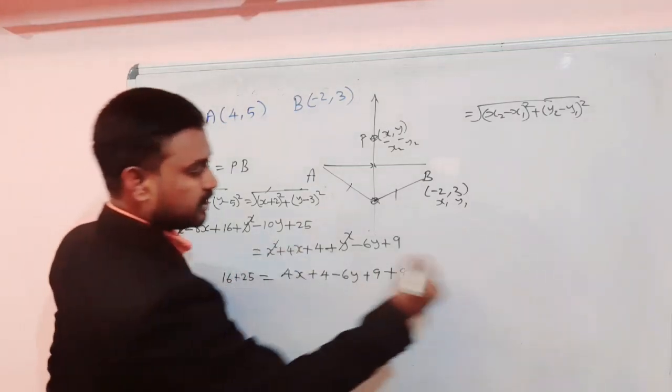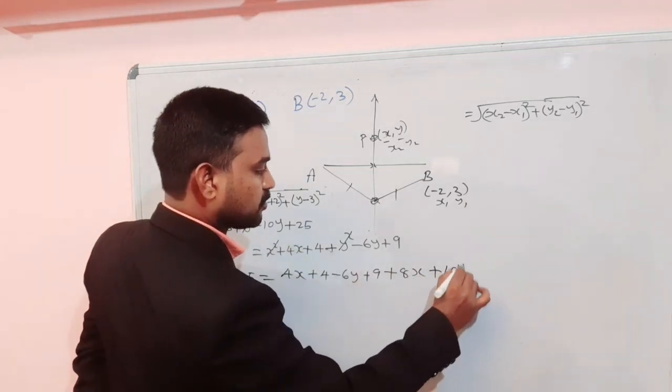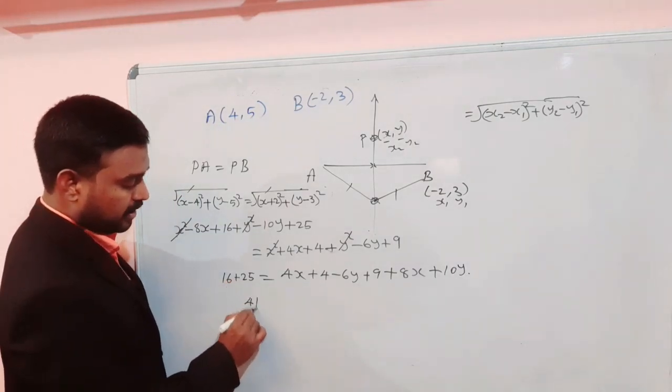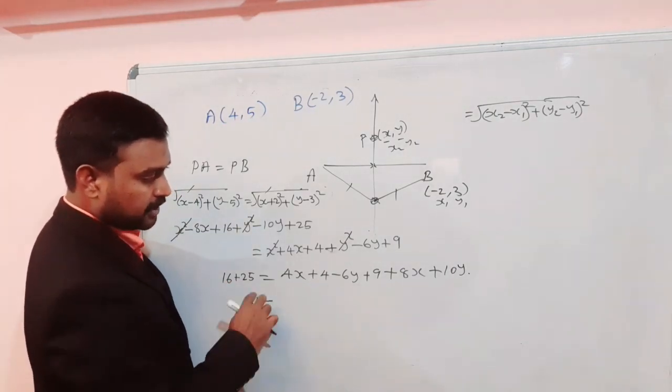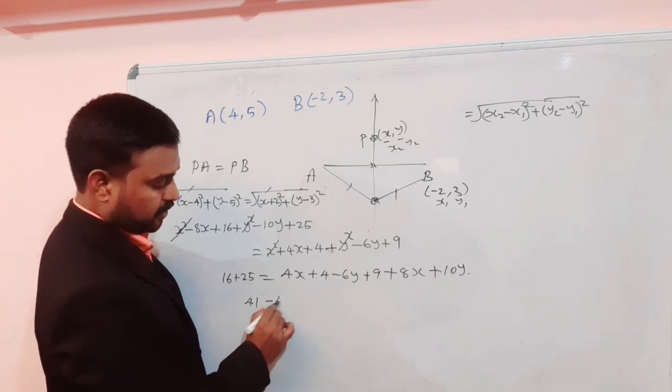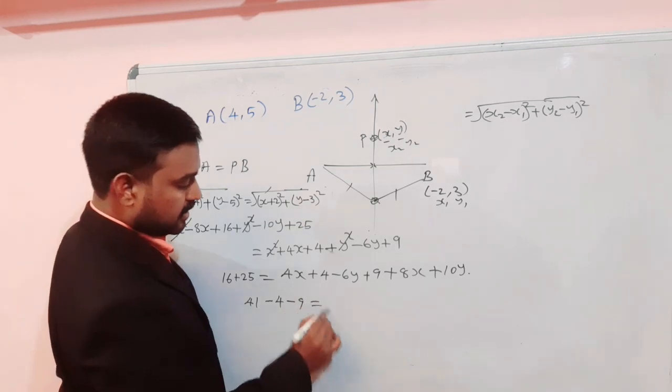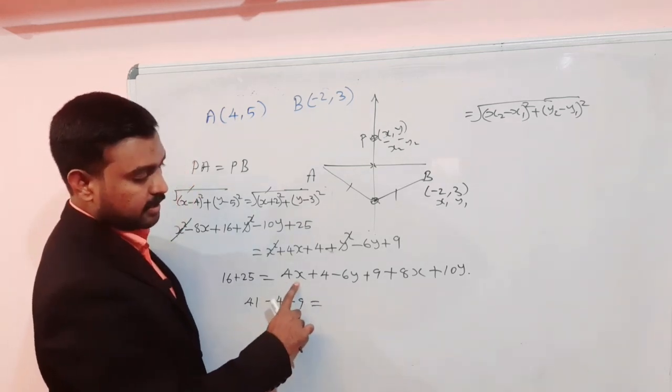And minus 10y transposed to the right side will be plus 10y. Now here 16 plus 25 is equal to 41. And this plus 4 brings to the left side, it will be minus 4. And this plus 9 brings to the left side, it will be minus 9.